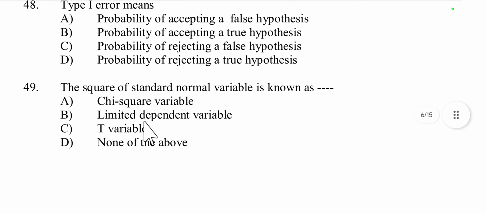Then question 49. The square of a standard normal variable is known as chi-square, limiting dependent variable, or t variable. The square of a standard normal variable is known as a chi-square variable with 1 degree of freedom, option A.